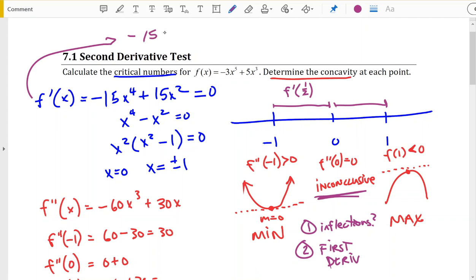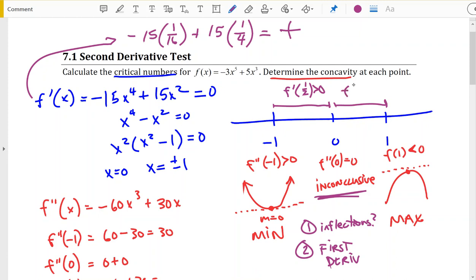Negative 15 times 1/2 to the fourth is 1/16 plus 15 times 1/4. These are basically the same thing, but 1/16 is going to make that smaller than 1/4 is. So this is going to be a positive number. So our slope here is greater than 0.